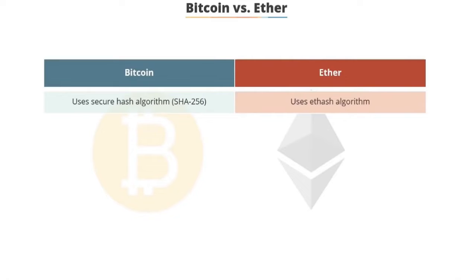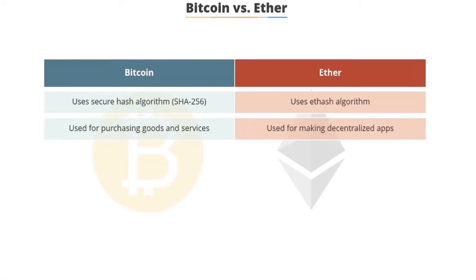Technically, both are one-way cryptographic hash functions. The second difference is in the use of Bitcoin and Ether. As we have discussed earlier, Bitcoin is only used for financial transactions like purchase and sale of goods and services. However, Ethereum, being a Turing-complete platform, also supports smart contracts and decentralized applications.